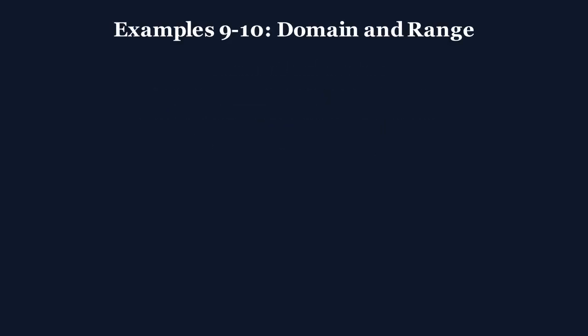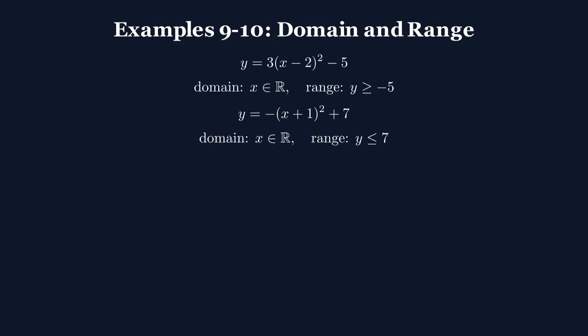Example 9. For y = 3(x - 2)² - 5, the vertex is (2, -5), and the graph opens up. The domain is all real numbers, and the range is y ≥ -5. Example 10. For y = -(x + 1)² + 7, the graph opens down. The range is y ≤ 7.